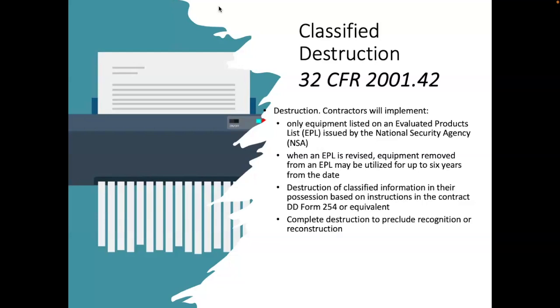So contractors should implement a classified destruction plan. And when they're using equipment to destroy classified information, it must be listed on the Evaluated Products List, and we'll refer to that as the EPL. And that's issued by the National Security Agency. So they know what they're talking about as far as destroying classified information.